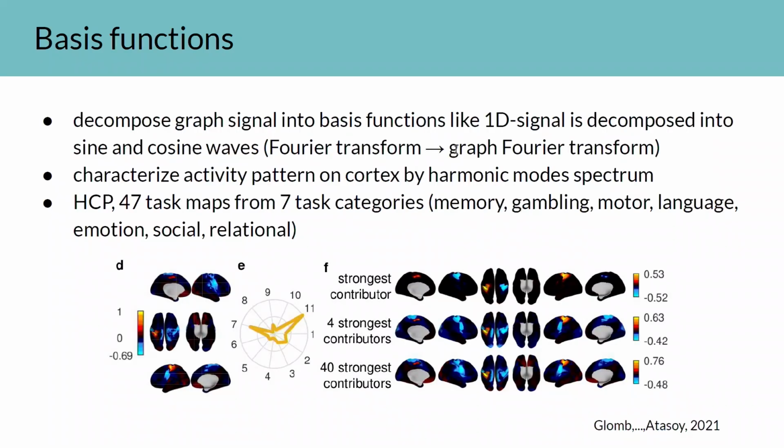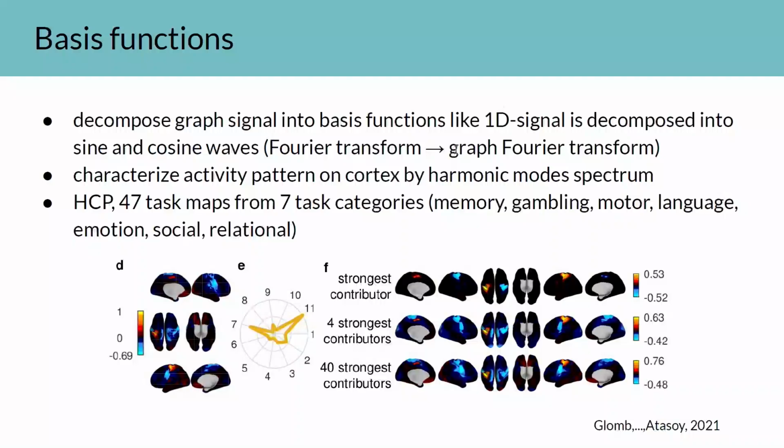So what you can do with functional harmonics as basis functions is that you can decompose your graph signal, in other words, your brain activity pattern, into basis functions, exactly like you would do with a one-dimensional signal, like a time series or whatever kind of physical wave pattern. You can decompose it into sine and cosine waves. In this case, you use the functional harmonics as basis functions. So the Fourier transform becomes the graph Fourier transform, and it's exactly the same thing. And you can do all the things with it that you can do with the Fourier transform.